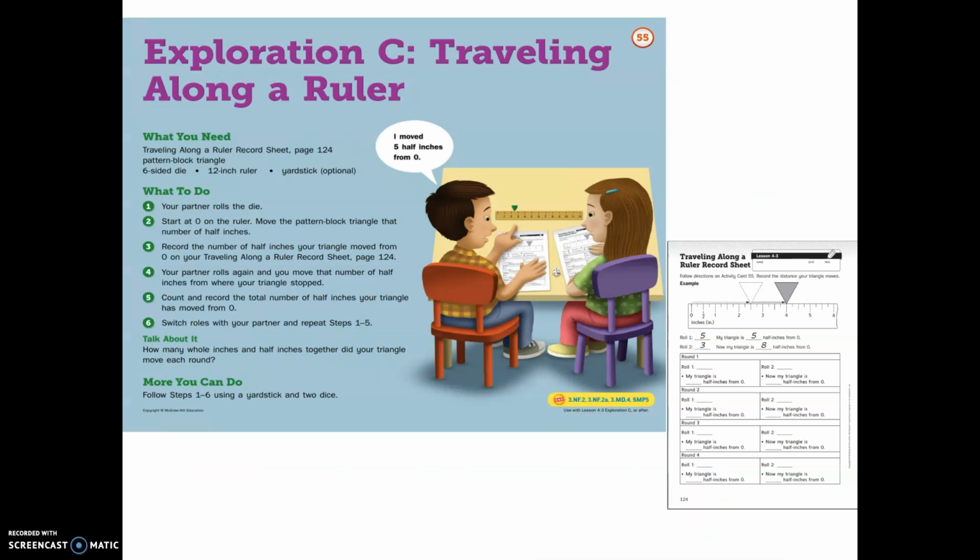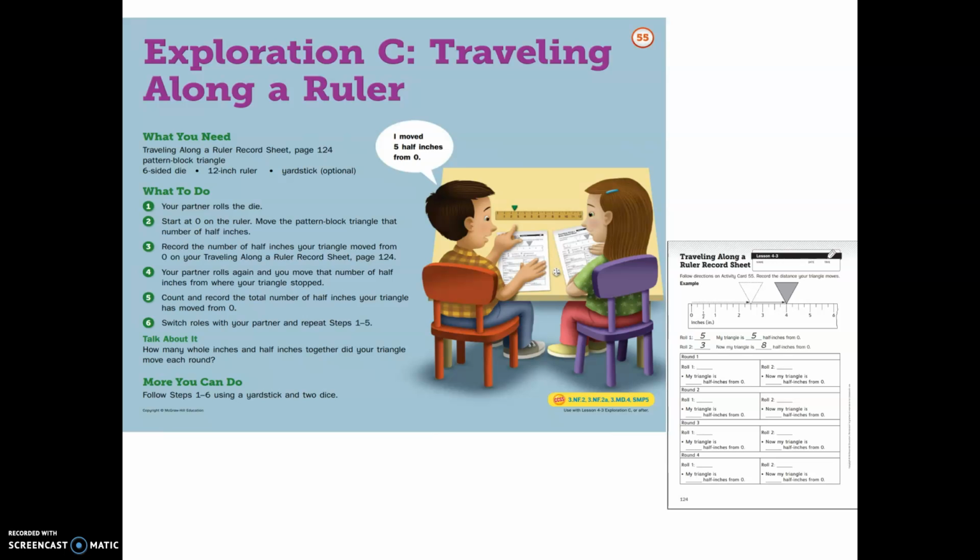So today, it's going to be kind of just a laid back, easy activity game playing lesson. You're going to try this activity. It's called traveling along a ruler. You're going to need a recording sheet, which should be in your folder. You're going to need your pattern block triangle. It's green. You're going to need a die, which is in your toolbox kit. A ruler. This is a 12-inch ruler. I have a 6-inch ruler in your toolkit, but maybe you have a longer one at home, or maybe you have a yardstick at home.